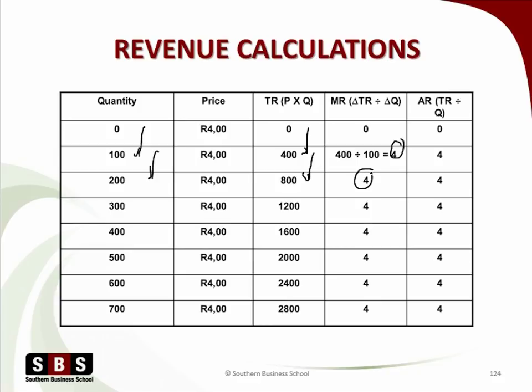And then the average revenue. People still battle with this, but all it is is the total revenue, which you get there, divided by the quantity. So 400 divided by the 100 gives you the 4. So average is always just the total divided by the quantity.